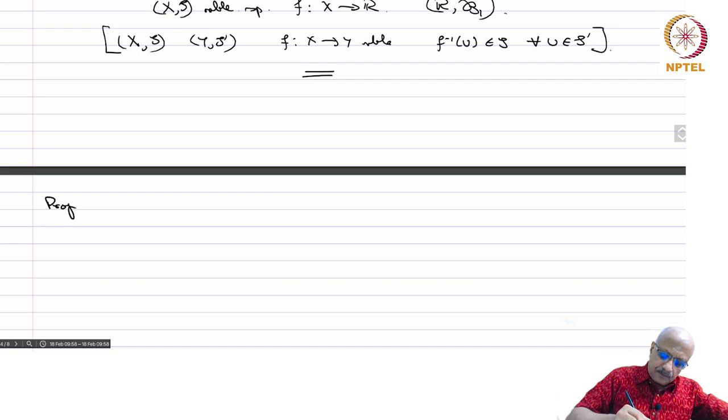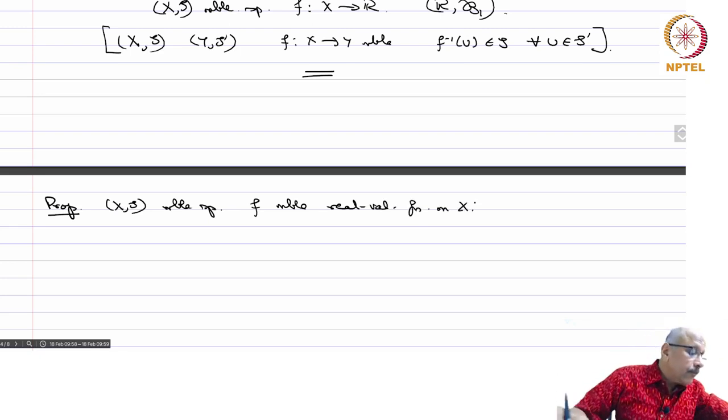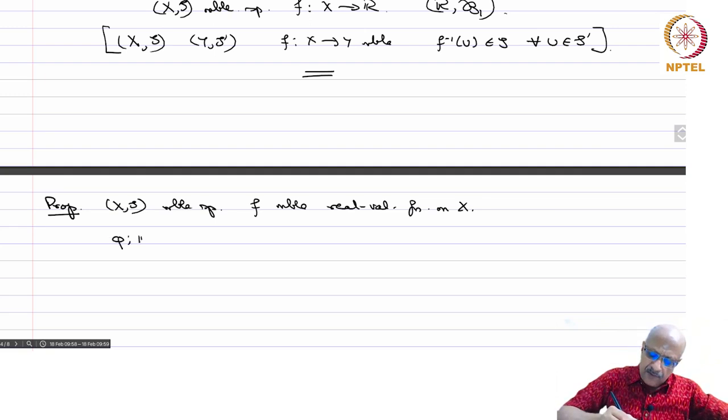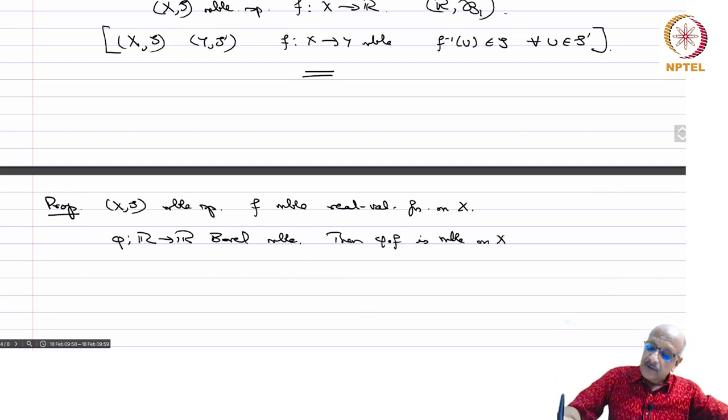Proposition: X, S is a measurable space, f a measurable real valued function, phi from R to R Borel measurable. Then phi composed with f is measurable on X.